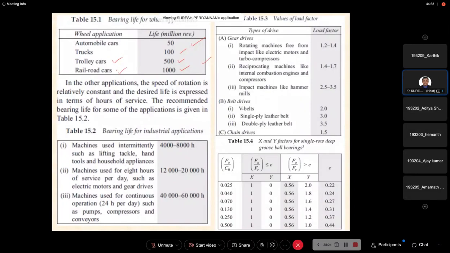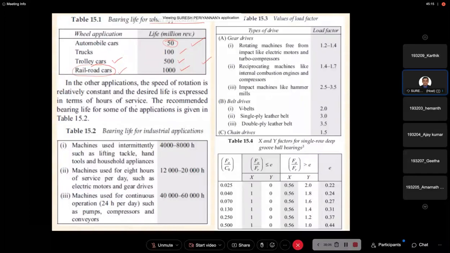Then they defined this bearing life based on the wheel application, in table number 15.1. Suppose in our problem we are asked about automobile vehicles, for example some cars. Then for the bearing life we should consider L base 10 as 15 millions of revolutions. When the bearing components are from railroad cars, you have to consider L base 10 as 10,000 millions of revolutions.